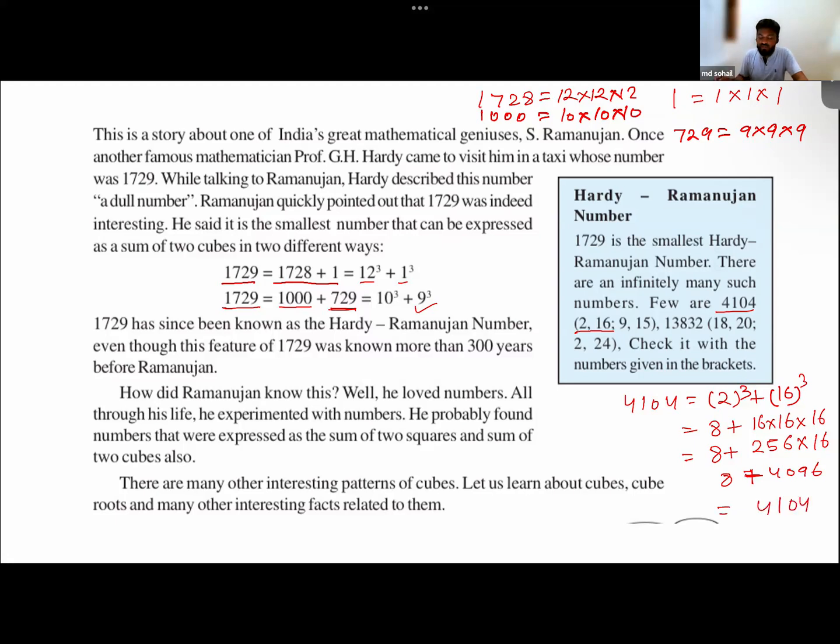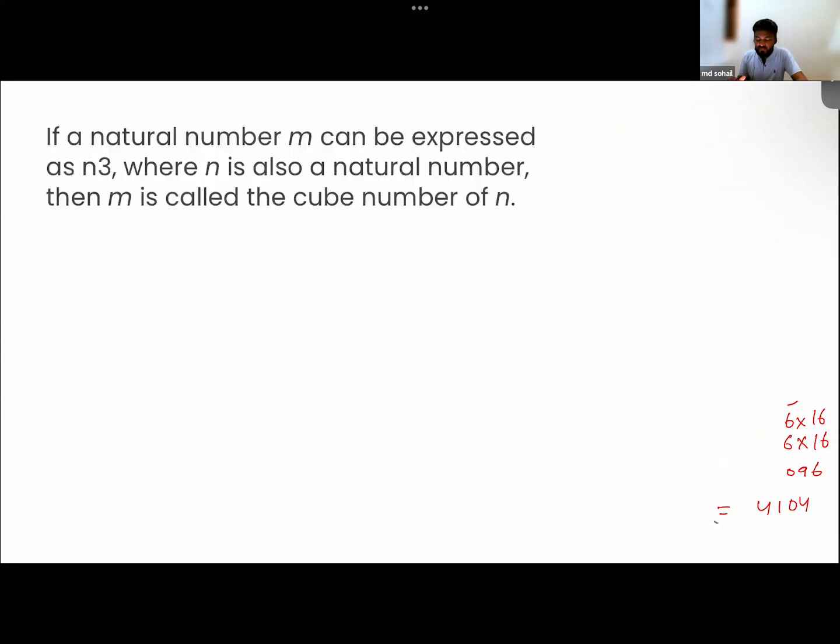Interestingly, there are other numbers as well, and in fact this 4104 can be represented as the sum of the cubes of 9 and 15 as well. So there must be infinitely many such numbers, but the smallest number was 1729. So that was the history of cube numbers.